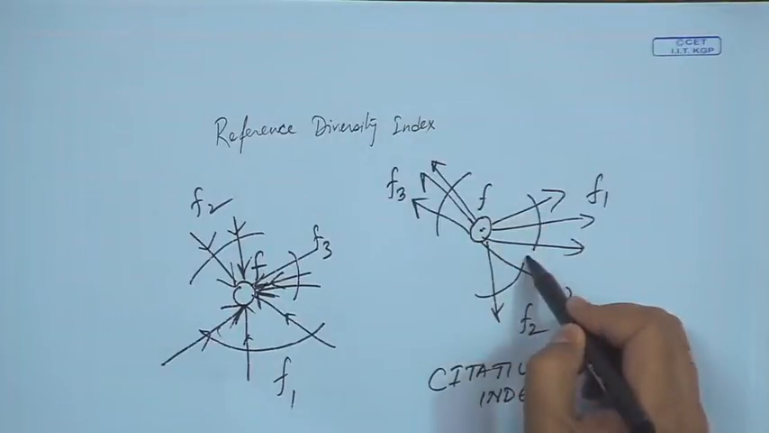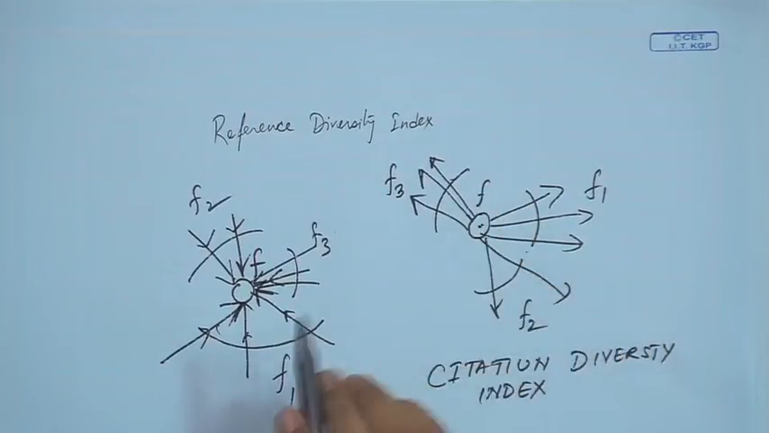What is this difference? Note that the outgoing edges, once a paper is written, whatever references you put in are fixed forever. Once the paper is written and published, the set of references does not change. That means the number of outgoing edges from a particular paper, once it is published, does not change. So, the reference set of F does not change over time.